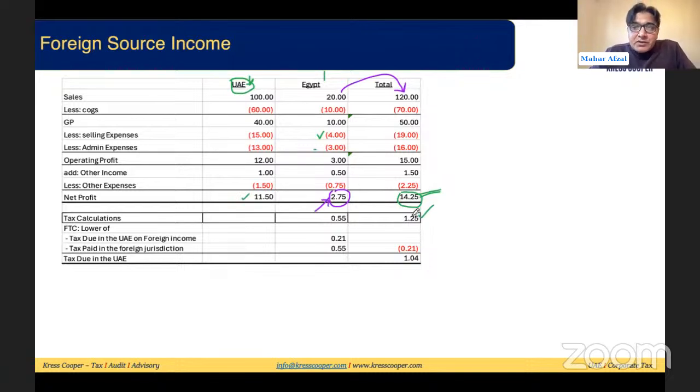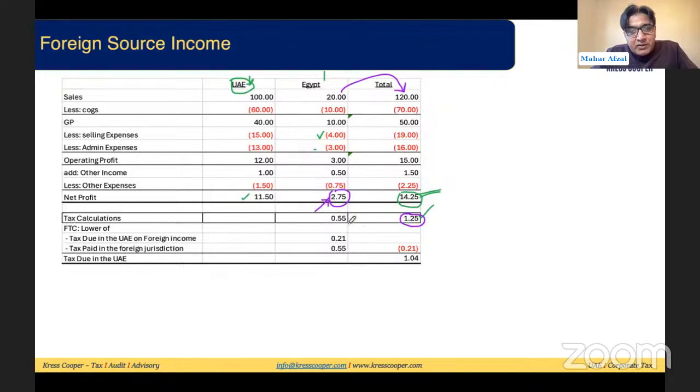Anyway, this is my taxable income as per the UAE law. Now they said they have already paid tax out of the UAE, but the UAE law says you can claim a maximum of 9% of your tax due within the UAE, or whatever tax you have paid out of the UAE, the lower of these you can claim as a foreign tax credit. You cannot claim any foreign tax credit beyond this.